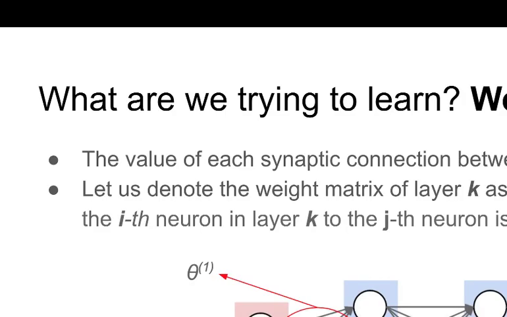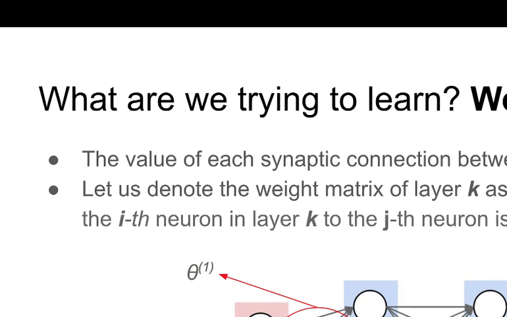All right, so for forward propagation, we want to somehow compute the output. The idea is really straightforward. So neural networks, what exactly are we trying to learn? What is this machine learning thing we're trying to do? What we're trying to learn is this thing called the weight. So remember I said synapse, right? We're trying to learn the value of that synapse, and it'll be just a real scalar value, the value of each synaptic connection between neurons.